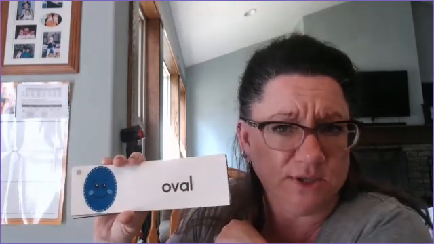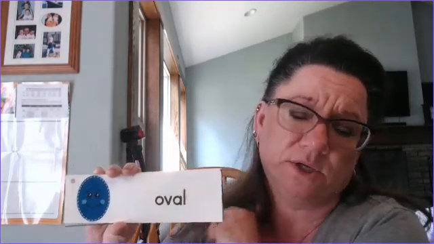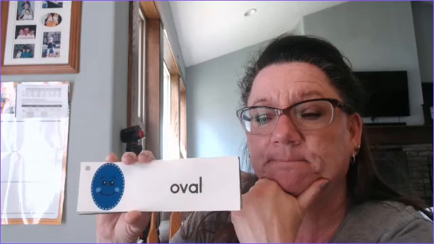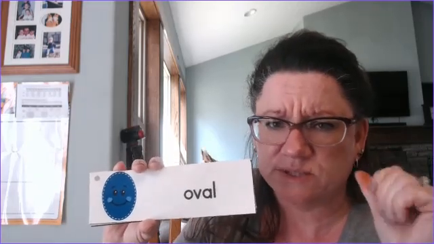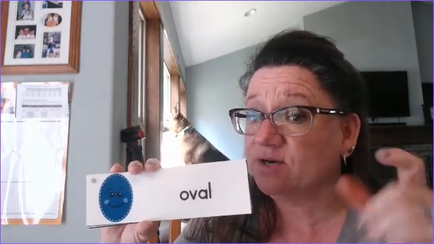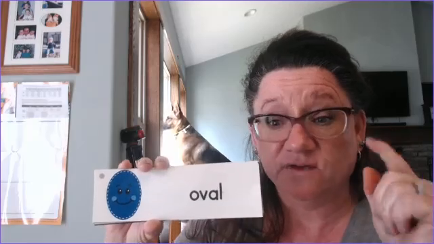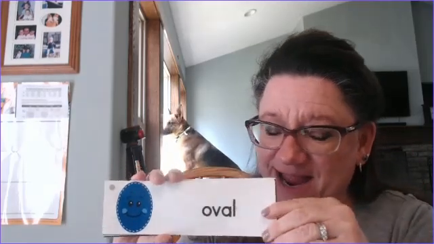Think about something in your house that is an oval, and maybe you can show it to your adult in your house. How many sides does an oval have? If you said 0, you'd be right. Just like a circle, an oval has no sides. How many vertices does an oval have? If you said 0, you'd be right. All right, let's see what's next.